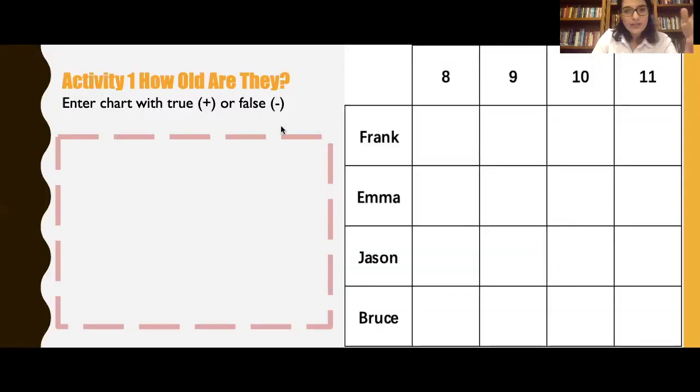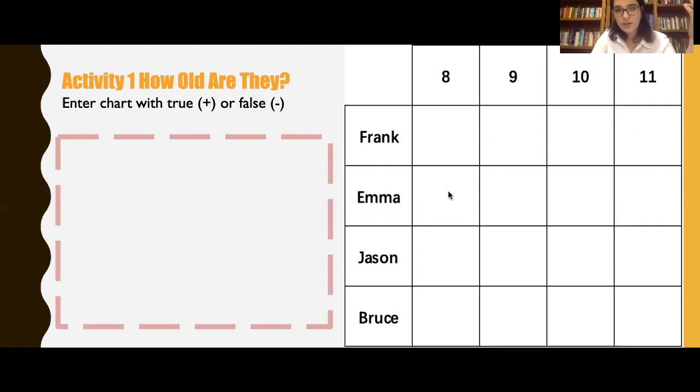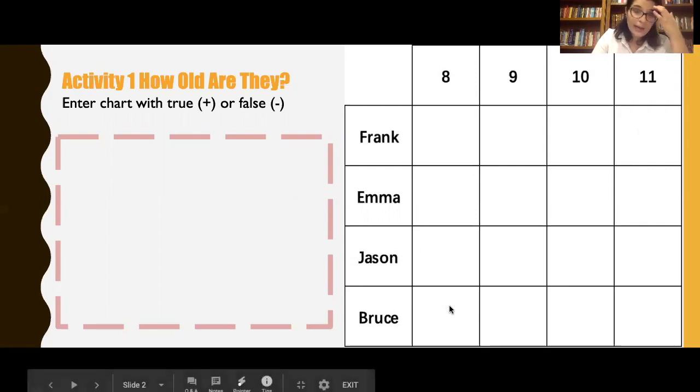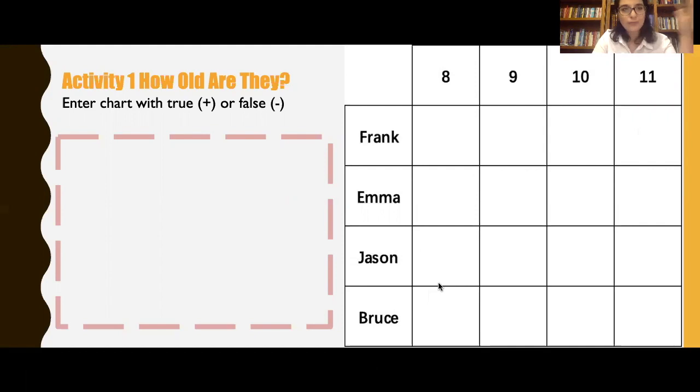So how we use this is that if we know something is true, like we know Frank is 8, we're going to put a plus there, and we're going to put minuses in all the other places, because if Frank is 8, Emma can't be 8, Jason can't be 8, Bruce can't be 8. And if Frank is 8, he can't be 9, he can't be 10, 11. So false, false, false, false, false, false. Which makes it really easy to narrow things down.